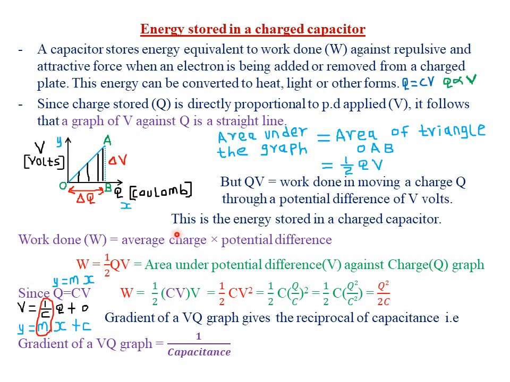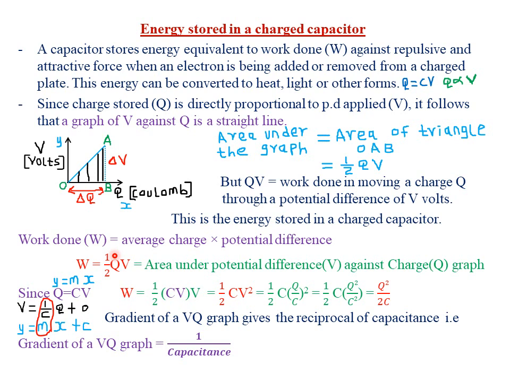So a half of Q simply means the average charge, because average simply means we are taking the charge divided by 2. So the work done W is equal to average charge, that is a half Q, multiplied by the potential difference V. And clearly we can see here that a half of Q times V is equal to the area under the V-Q graph, because this particular area was equal to the area of a right-angled triangle which has the 90 degrees at point B. So a half of QV, which is equal to work done, is equal to the area under the potential difference V against charge Q graph.